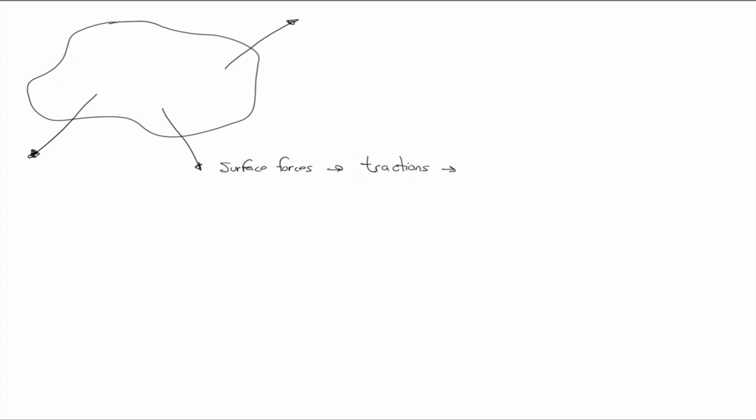So let's define some terminology here. We have a body, and on that body we're going to apply some surface forces. I use the word surface in particular. In continuum mechanics, we call these surface forces tractions. These tractions we normalize by a little unit of surface area, so they're force divided by area. These things are called tractions.